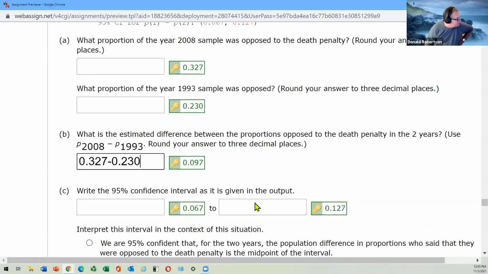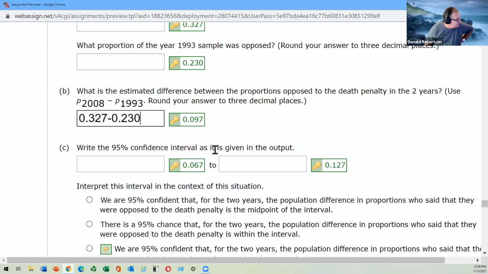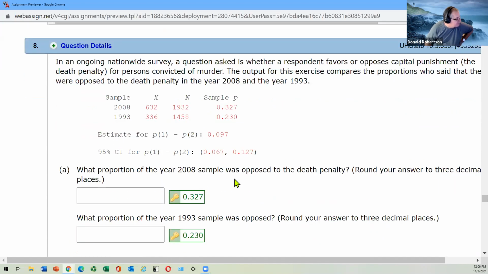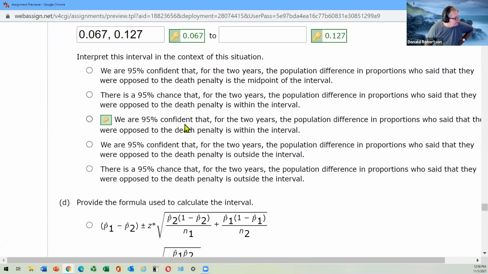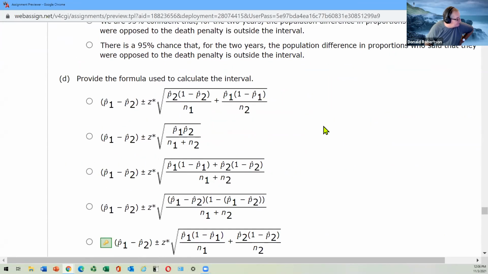0.097. Now, write a 95% confidence interval. Normally we would do that as a calculation, but if you look really carefully, can you see it's here? 95% confidence interval for p1 hat take away p2 hat. That's just the way that the software has written it. I'll just copy the numbers here so you can compare them. Can you see the 0.067 to the 0.127? And then we're 95% confident that that's true.